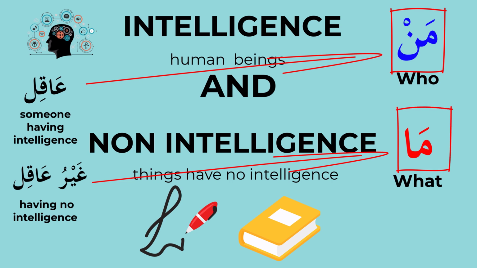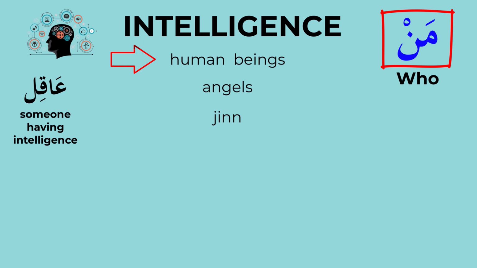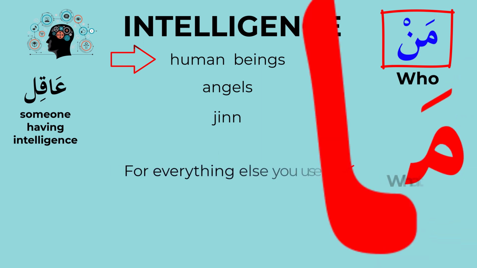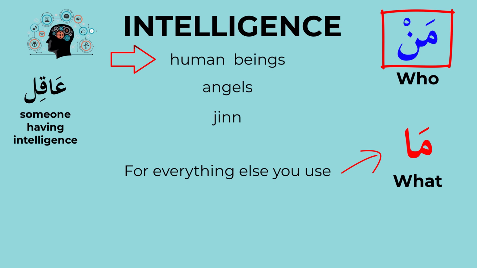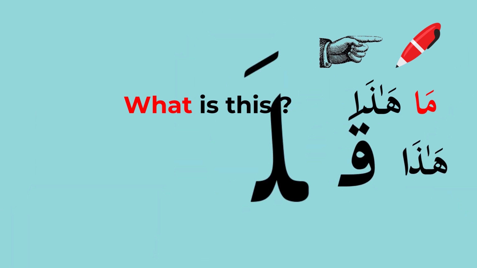Now, the scholars define that the aqil group consists of 3 creations. One is the human being, other is malaika, and the third one is jinn. So when you refer to human beings, malaika and jinns, you use man. For the rest of the things, it is ma. Are you with me, brothers? So, you can say ma hadha, hadha qalamun.